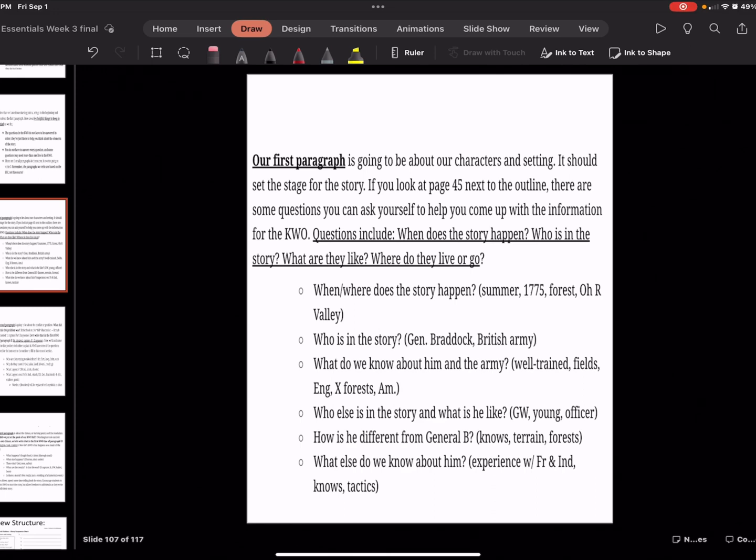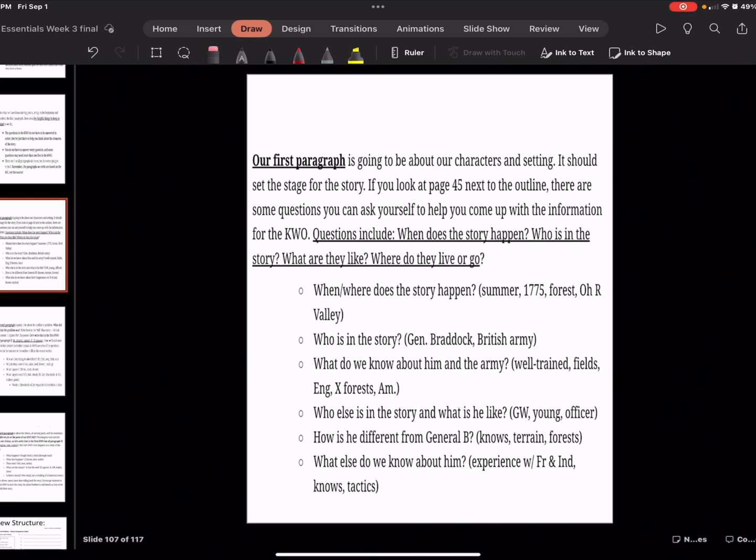So let's look at the questions that are on page 45, but we see them here. When or where does the story happen? Summer, 1775, forest, Ohio River Valley. Who is in the story? General Braddock, British Army. What do we know about him and the Army? Well trained in the fields of England, not the forest of America. Who else is in the story and what is he like? George Washington, young officer. Okay, so General George Washington.